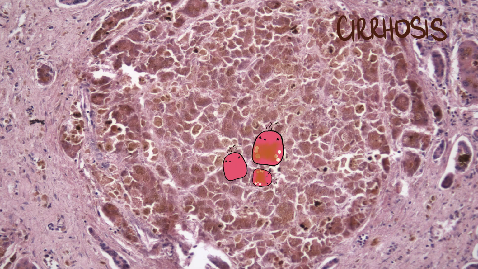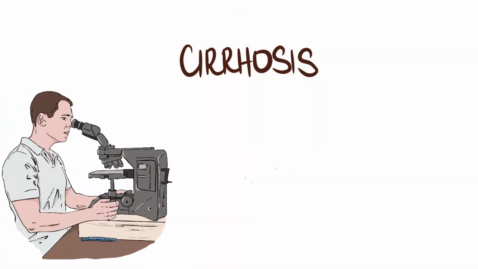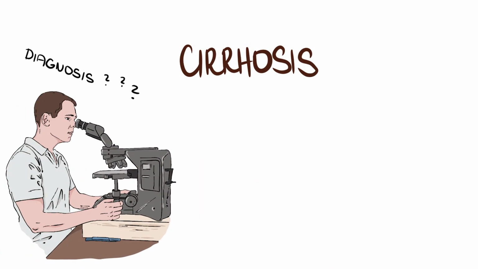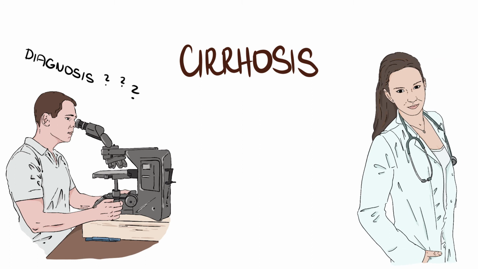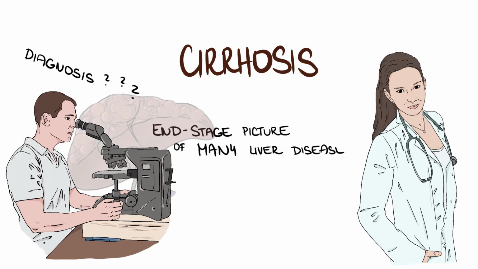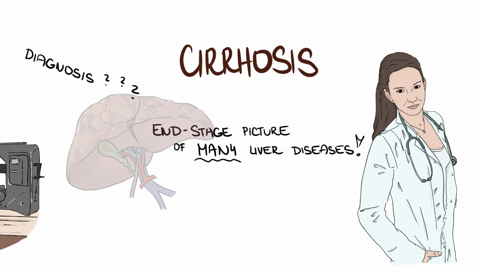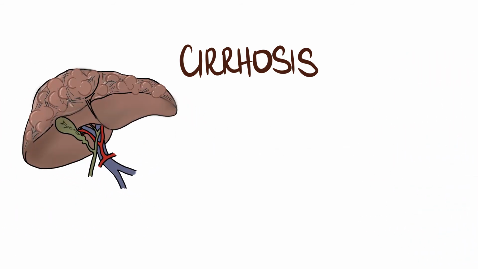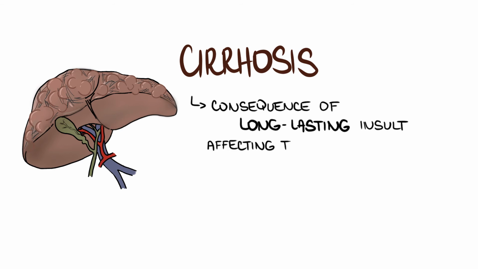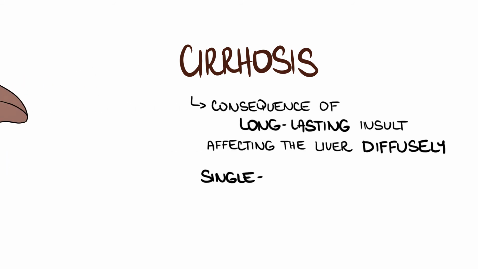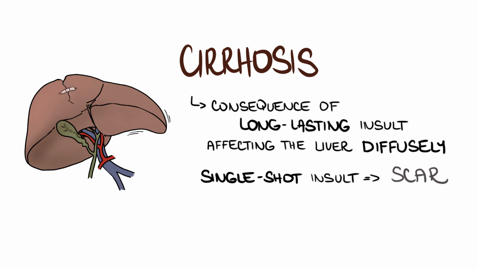In the stage of cirrhosis, it is often impossible to identify the initial diagnosis with a proper clinical context, because cirrhosis represents a uniform end-stage picture of many liver diseases. Last but not least, it is important to stress that cirrhosis develops as a consequence of long-lasting insult affecting the liver diffusely. Single-shot insult will be healed by a scar, not by cirrhosis.